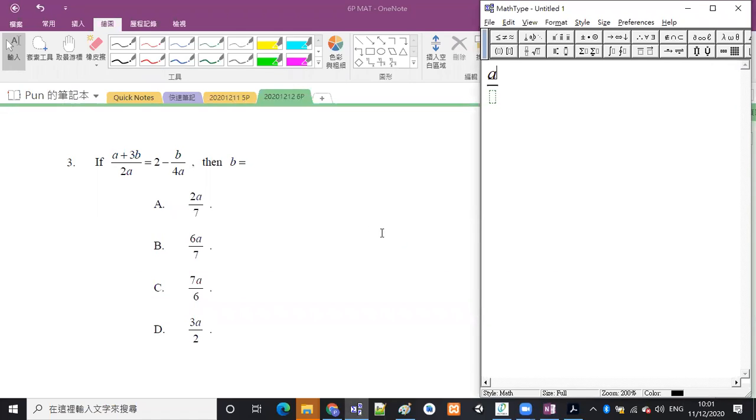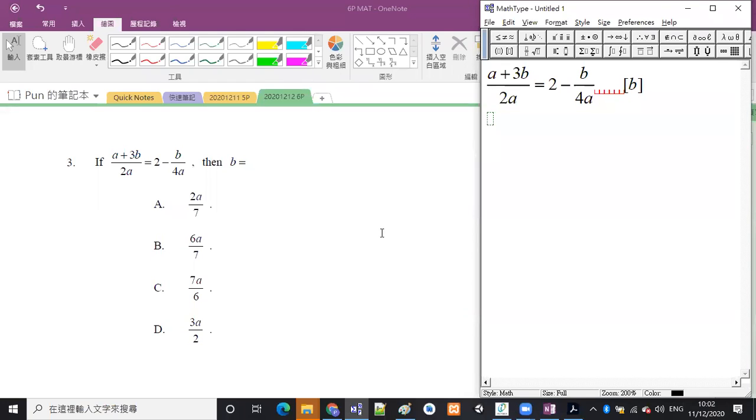If a plus 3b over 2a is equal to 2 minus b over 4a, then b is equal to what? 咁呢一題咧，好明顯就係認唔認到佢係轉 subject 呢一隻啊？Okay, I want to change the subject to b. OK，好啦，但係呢度咧有啲麻煩嘅。Left hand side is one single fraction, that is okay. But right hand side is not just one single fraction. Okay, we have number and fraction, and they are subtracting.